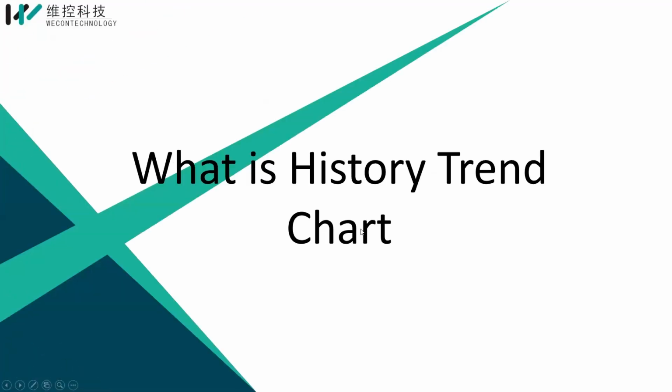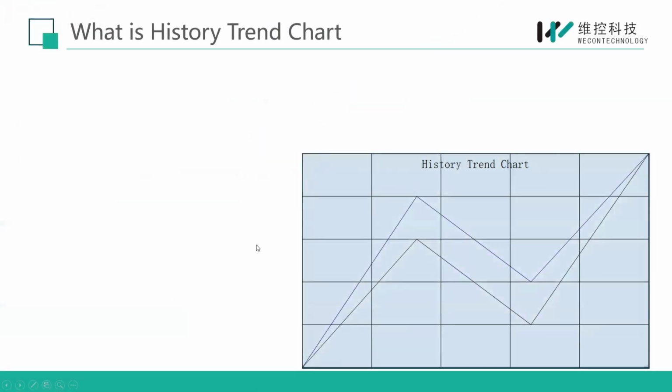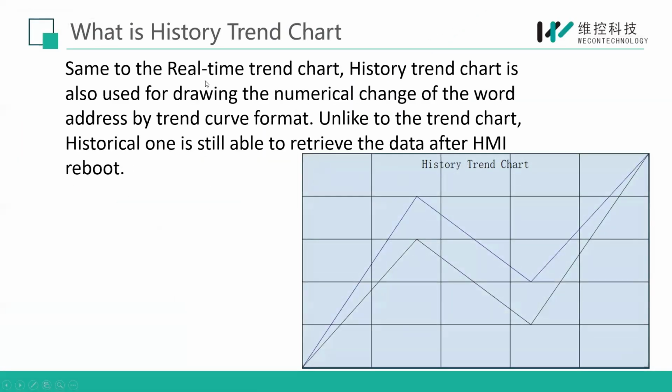So first of all, what is a history trend chart? Similar to the real-time trend chart, the history trend chart is also used for drawing the numerical change of word addresses in trend curve format. Unlike the trend chart, the historical one is still able to retrieve the data after the HMI reboots.